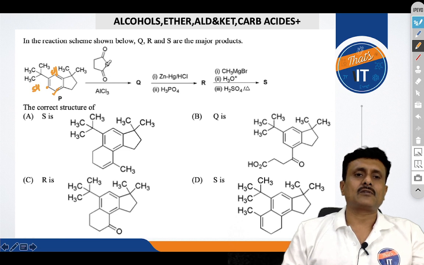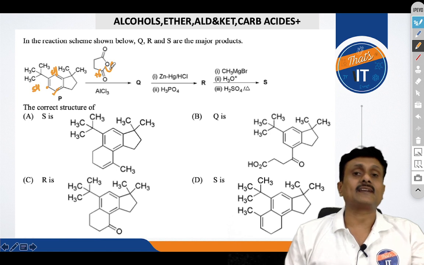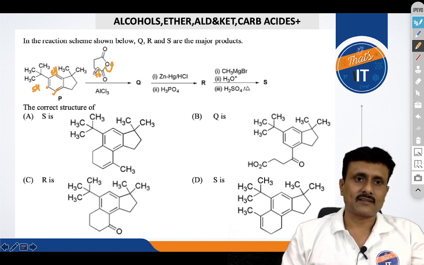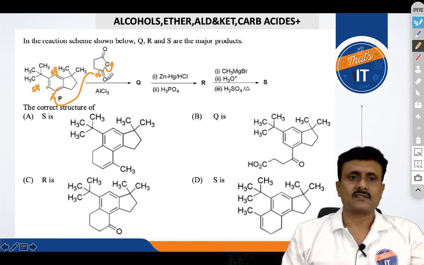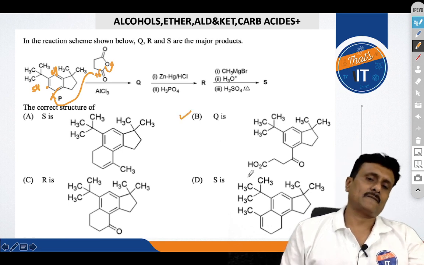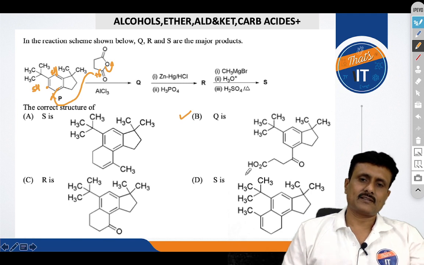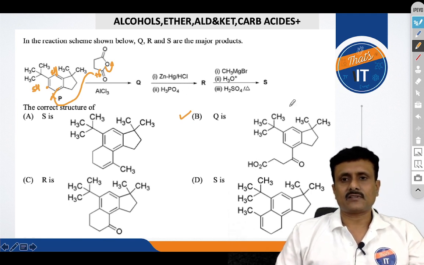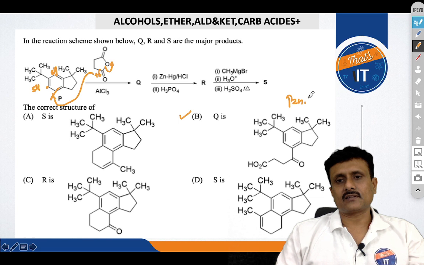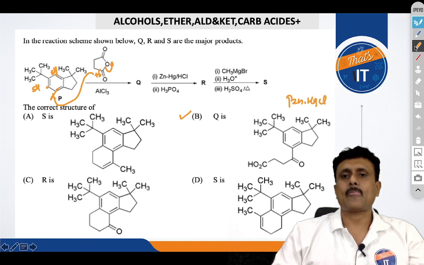So when I am carrying out the acylation, you know what will happen: this carbocation, the acylium ion, will attack at this position, giving rise to C double bond O, CH2 CH2 COH. So this is your first substance, that is Q. Alright. Now in the next step you can see that you are reducing this by zinc amalgam and HCl. Zinc amalgam and HCl. So Clemmensen reduction, isn't it?